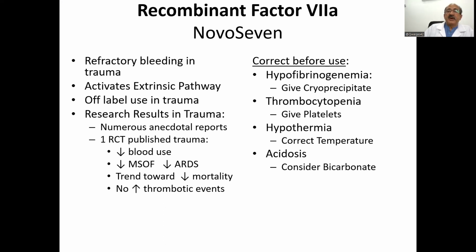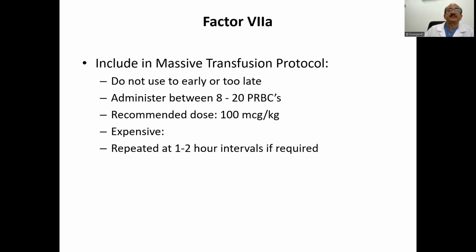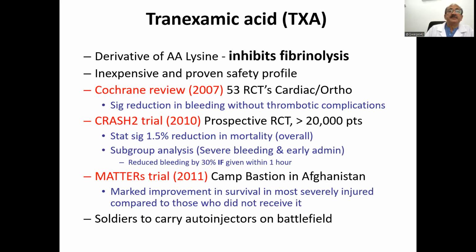Before giving it, you have to correct the hypocalcemia, give cryoprecipitate, and for thrombocytopenia, give platelets, and you have to correct the temperature and the acidosis as well, because it doesn't work in the condition of acidosis. So it is included in the massive transfusion protocol, but it should not be used in the too early stage or the too late. It can be repeated at 1 to 2 hours intervals if required.